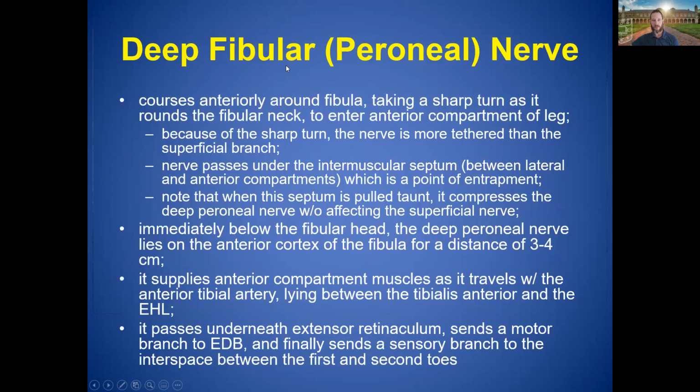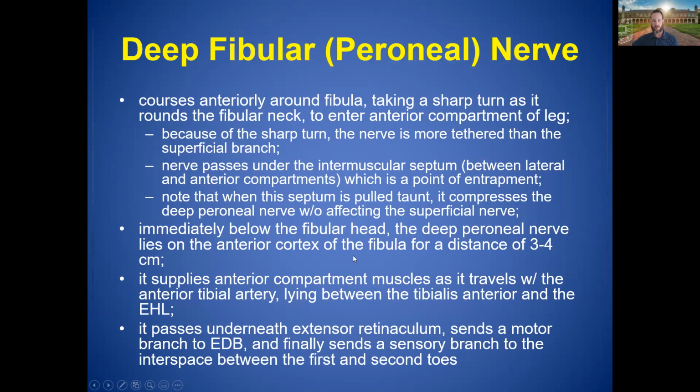The deep fibular branch of the peroneal nerve courses anteriorly around the fibula. It's the first part of the fibular nerve to move around the fibula, and it takes a pretty sharp turn around the neck of the fibula to travel all the way over to the anterior compartment of the leg.